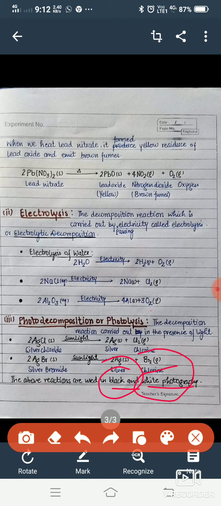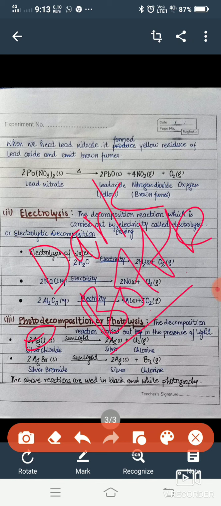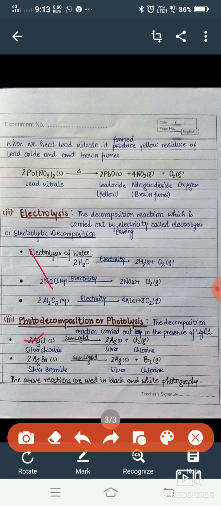Here also one question is raised: why do we put silver chloride in a dark bottle? If we go to the chemistry lab, you can see a solution put in a dark bottle, which is silver chloride. Silver chloride is put in the dark bottle because it decomposes. If we put it in the sunlight, then it decomposes into silver and chlorine gas. So we put silver chloride or silver bromide in a dark bottle, not in clear glass.